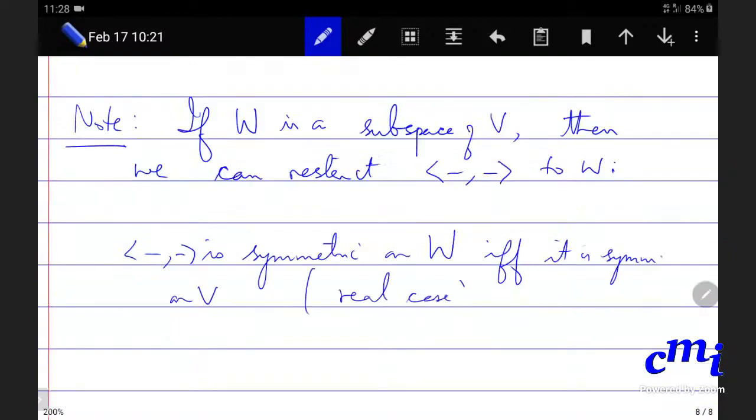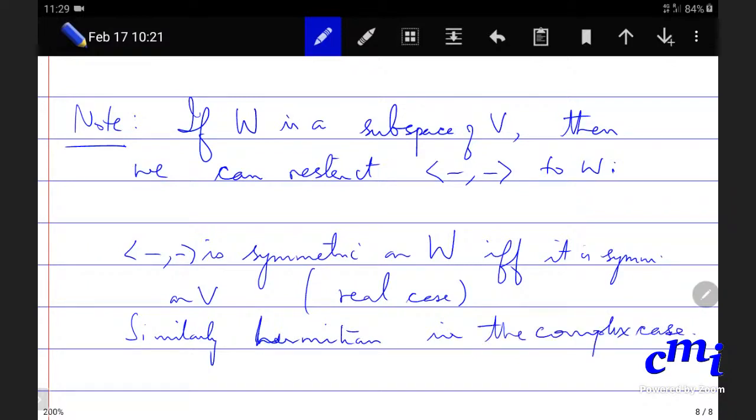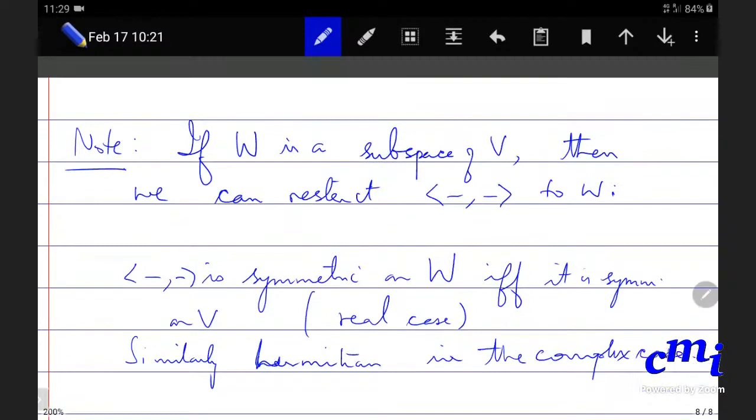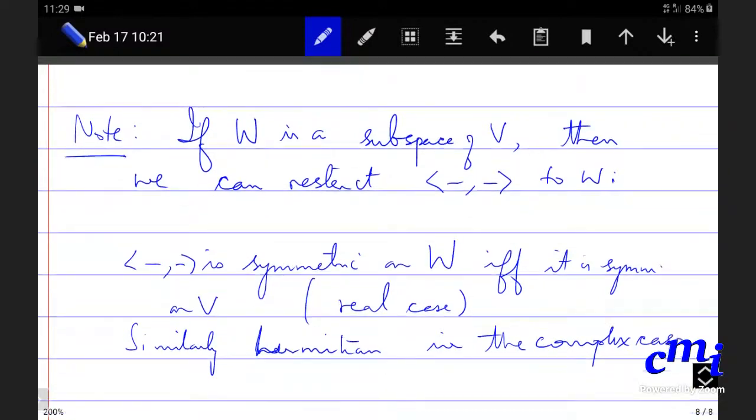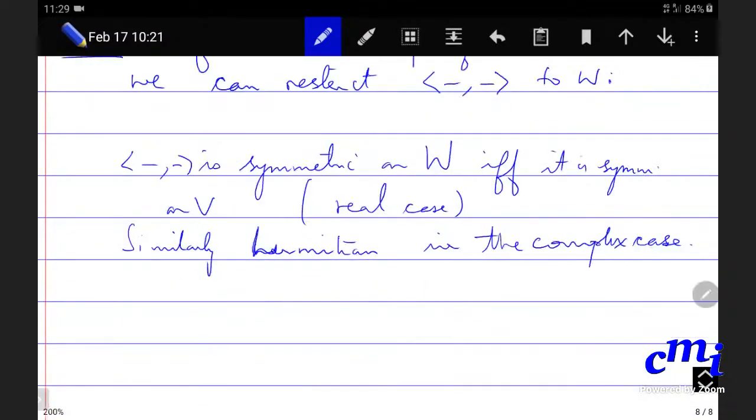Similarly, Hermitian in the complex case. Whether one checks the condition that a form is real symmetric or complex Hermitian, it is universally quantified over all elements in V. Therefore, it also holds for elements of W. It is just for that reason that the condition is preserved.